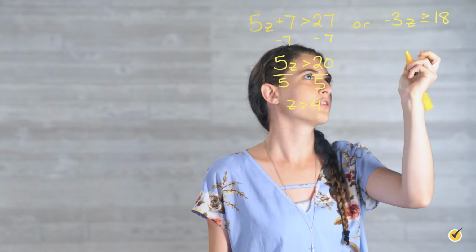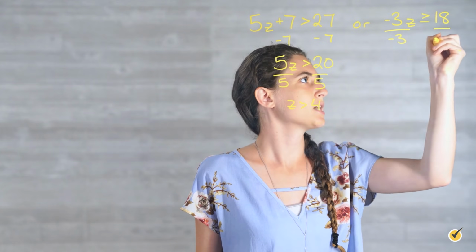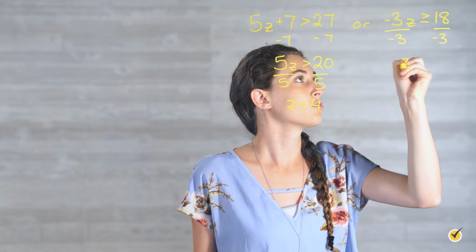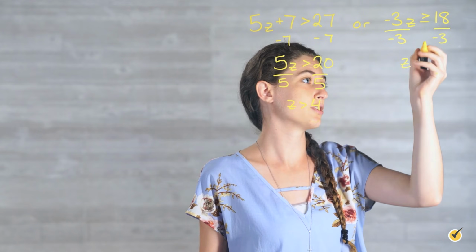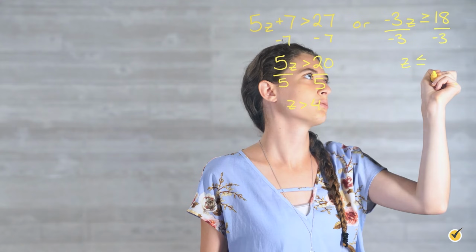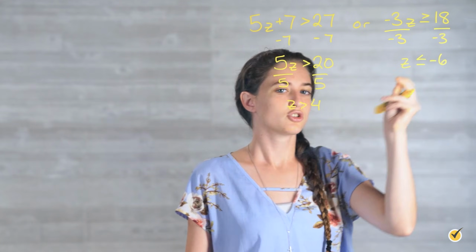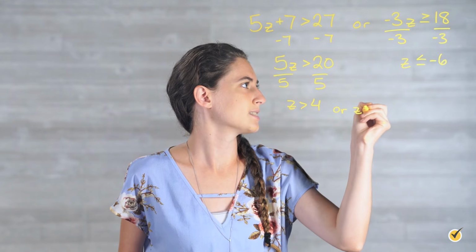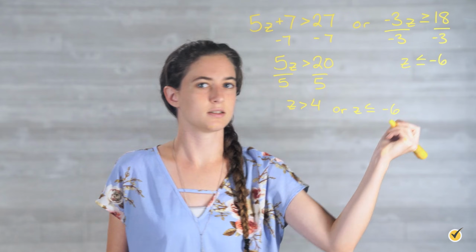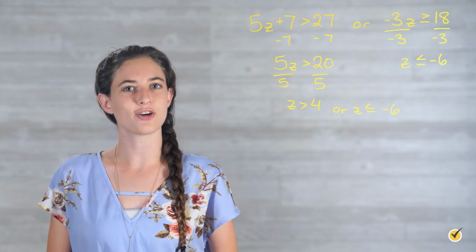Now let's move over to our other inequality. For this, we just need to divide by negative 3 on both sides. Remember, when we divide by a negative, our sign flips. So instead of greater than or equal to, we're going to have less than or equal to. 18 divided by negative 3 is negative 6. So our final answer is z is greater than 4, or z is less than or equal to negative 6. This is now in a graphable form that can be represented on a line graph.